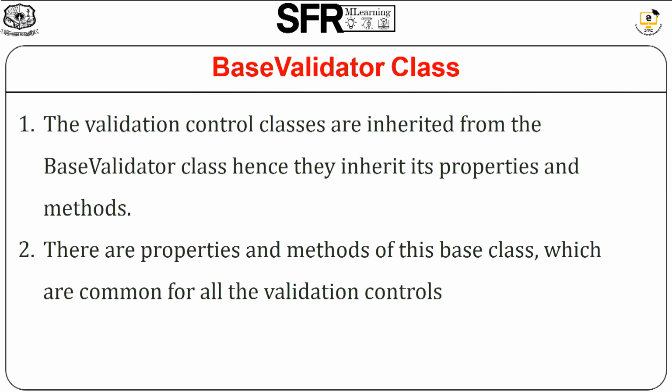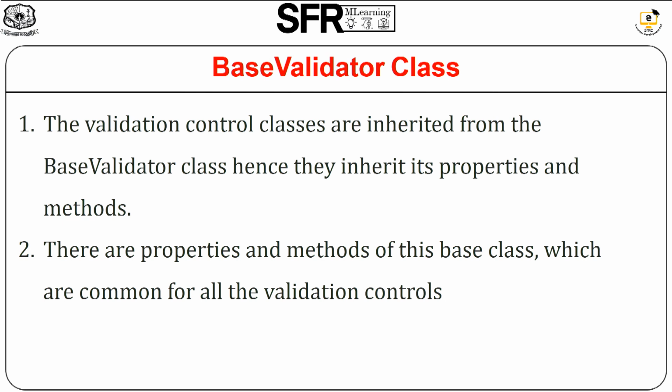The first one in the base validator class is control to validate. It indicates the input control to validate. Next one is display. It indicates how the error message is shown. Next one, enable client script. It indicates whether the client side validation will take place or not. Next one is enabled. It enables or disables the validator. Error message indicates the error string. Text. Error text to be shown if validation fails.